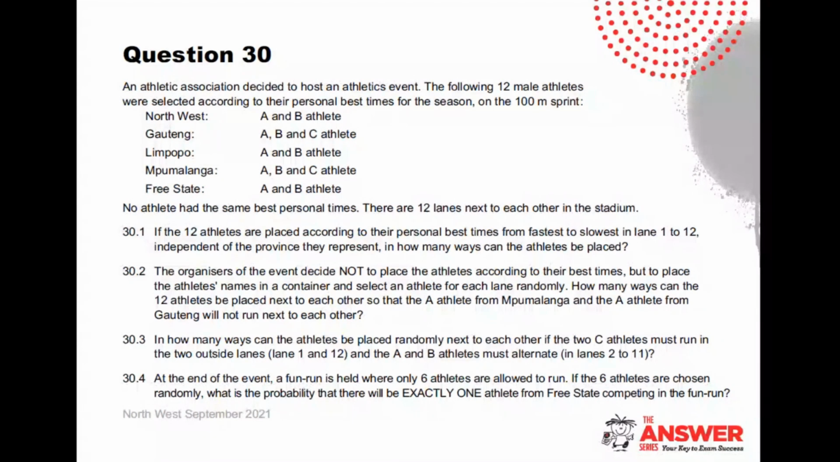How many athletes can go in lane 1? 1, the fastest. How many can go in lane 2? 1, the next fastest. How many in lane 3? 1, the next fastest. How many in lane 4? 1, 1, 1, 1. In how many ways can the athletes be placed? Only 1, because they're going in order of their times. So there's only 1 way.